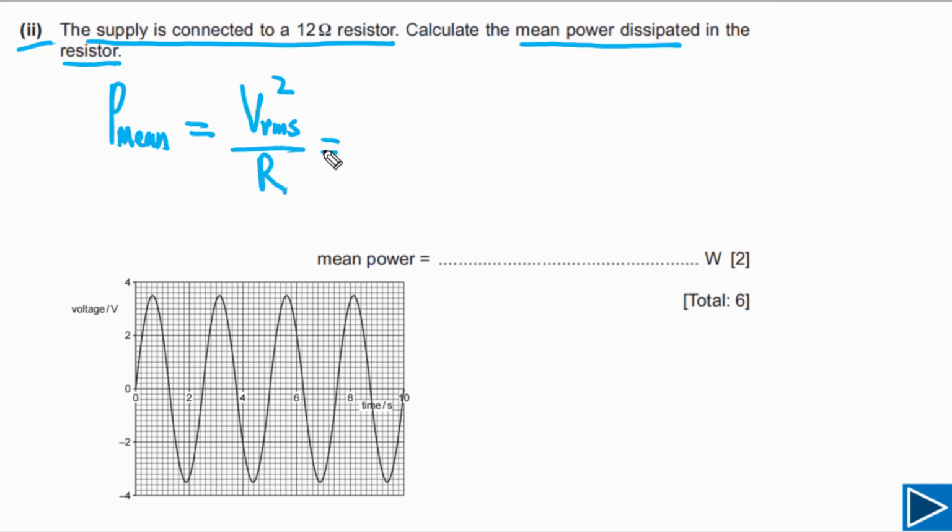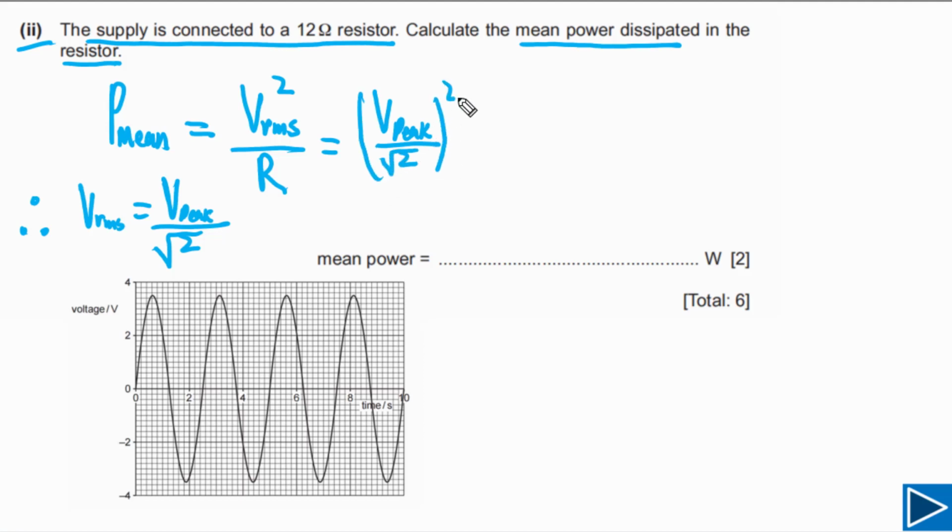So this is how you can calculate that V RMS. Let me write here V RMS. This is equal to the peak value of V, meaning V naught, divided by root of 2. Now we can replace V RMS with the peak value divided by root of 2, and the square of this is divided by R. If we simplify this, we can say this is peak value of V squared divided by 2R.